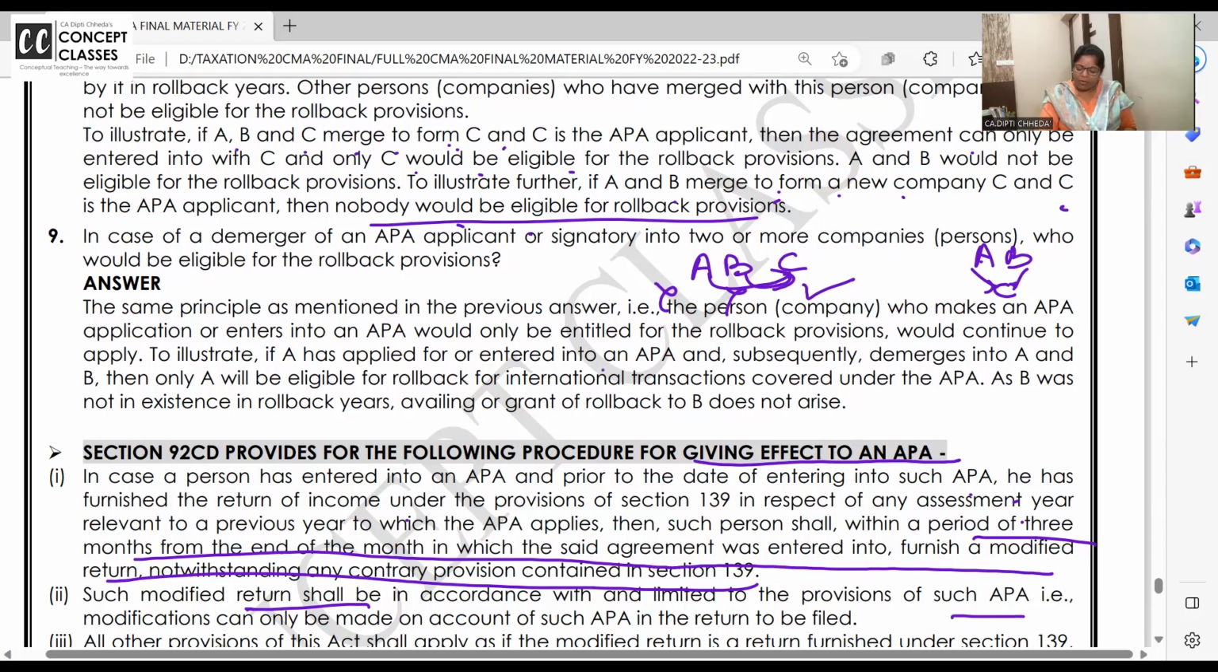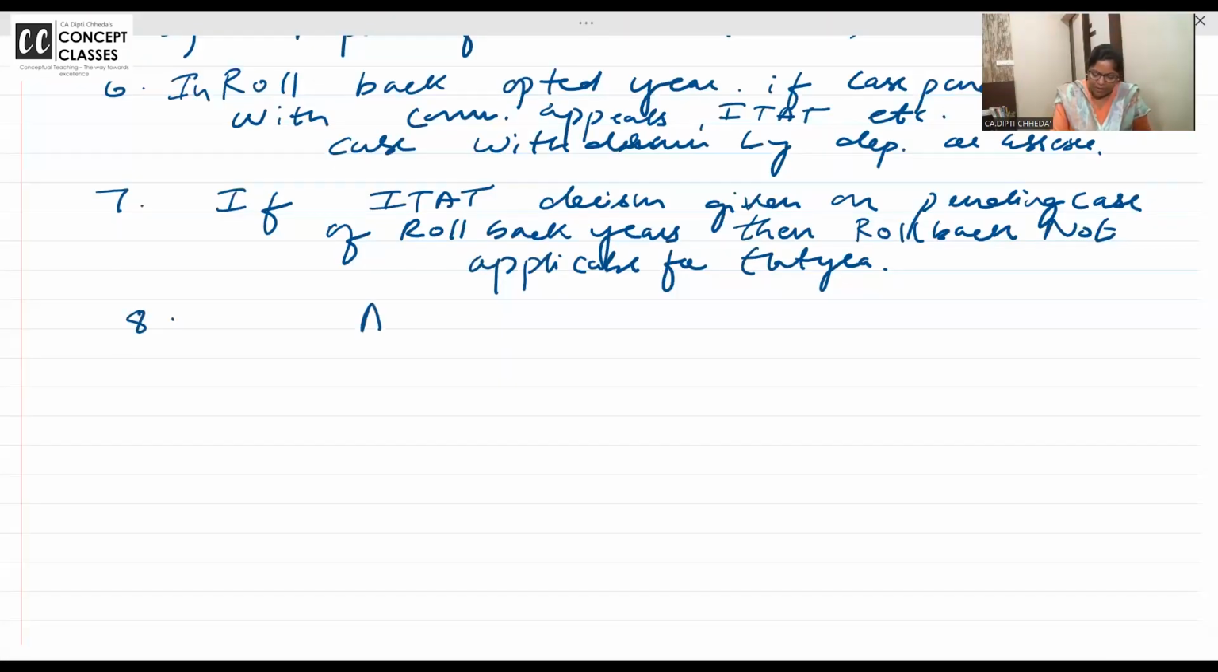A was a company that demerges into A, and A had a branch B which is now separated. So A will be eligible for rollback. B is not going to be eligible because it is a new company. Once we have completed all this, give me 2 minutes. I'll draw the diagram here and make it clear.